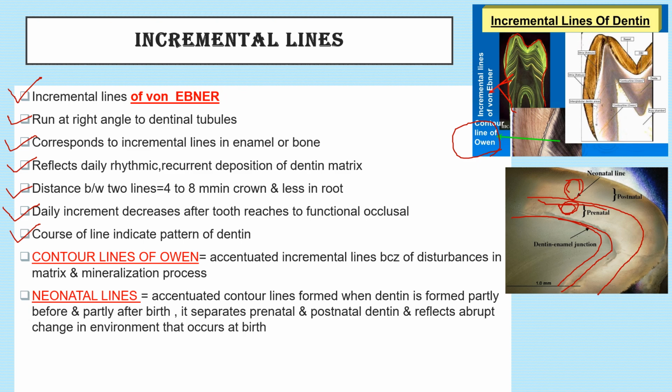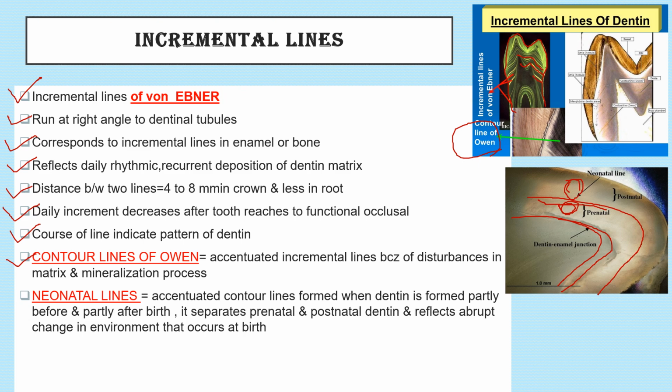As you can see here, the very light yellow colors show the incremental lines. So it is perpendicular to the dentinal tubules. These lines are called the incremental lines of von Ebner. Contour lines of Owen are nothing but accentuated incremental lines because of disturbance in the matrix in the mineralization process.